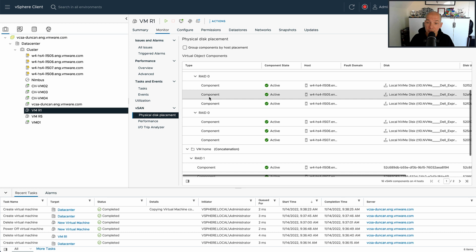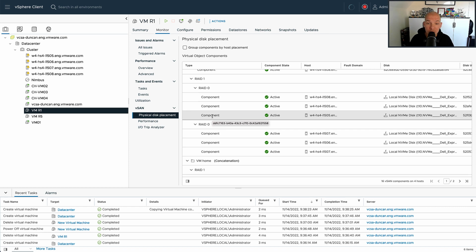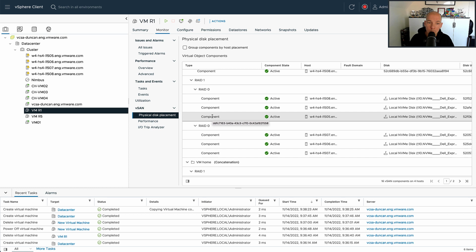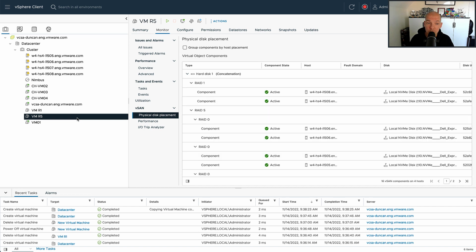One thing to point out here is that there are no witness components anymore. The layout of the data itself helps determine who owns the data if a partition or an isolation occurs. Now, when we look at the RAID 5 configuration, as I've already said, we no longer will be seeing a 3+1 configuration, but in this particular case, we will see a 2+1 configuration.